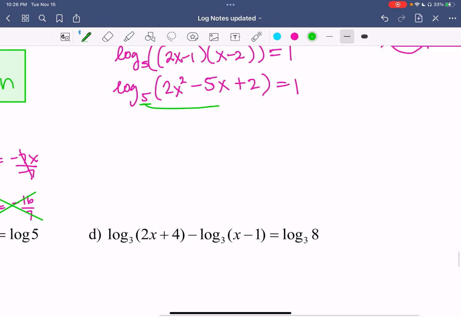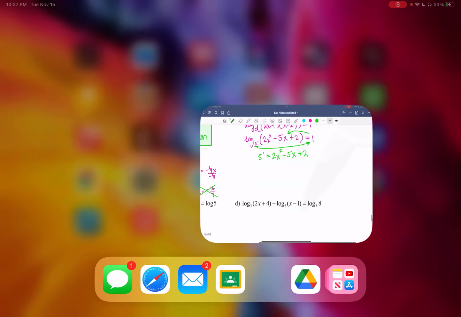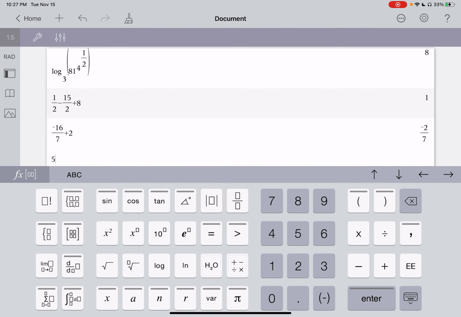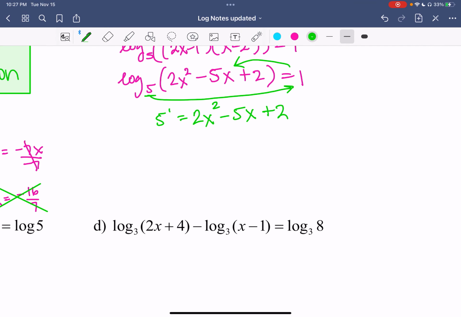So I start with the base, do your loop-de-loop, arrow out, arrow back in. We have 5 to the power of 1 equals 2x squared minus 5x plus 2. What is 5 to the power of 1? Anything to the power of 1 will always be what you started with. So it's still 5. So I don't really need to put the power of 1 right there.